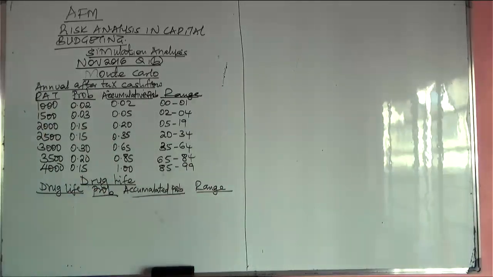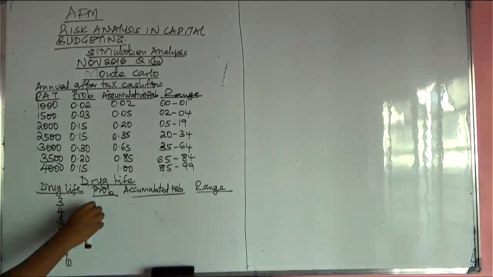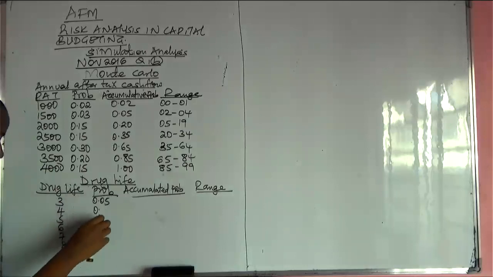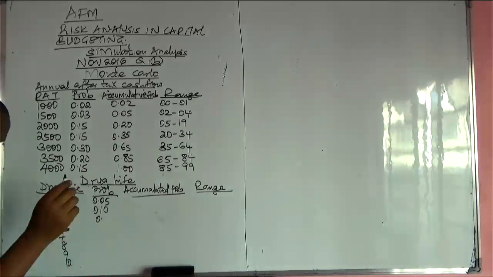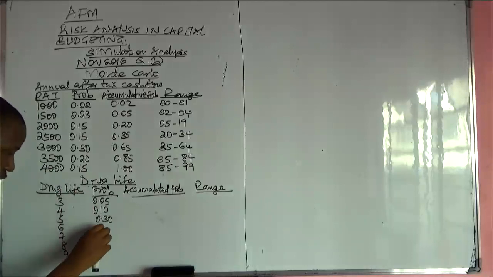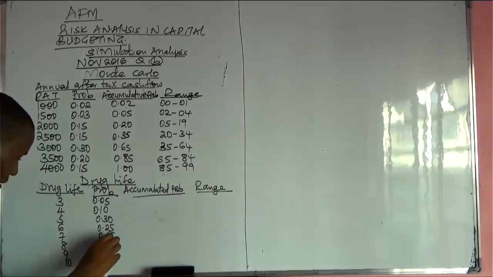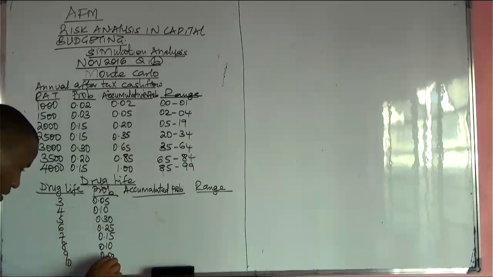So we begin with the first one. What is our project life here? We have 3, 4, 5, 6, 7, 8, 9 what? What is their probability? 0.05, 0.10, 0.30, 0.15, 0.10, 0.03, 0.0.